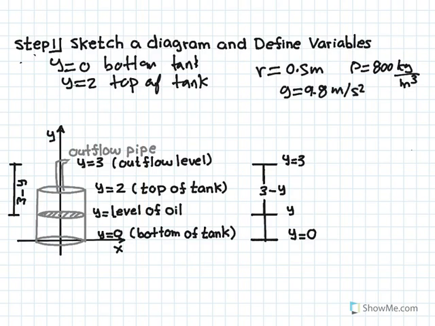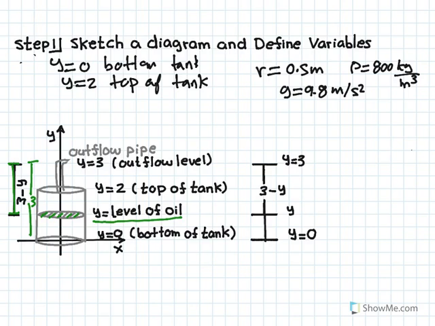So here we have a diagram. We have the tank at y equals 0. We have y equals 2, the top of the tank. And we have drawn a y, this is essentially the level of oil at height y. Now the important thing here is that the distance that every slice has to travel to be pumped out over the top is 3 minus y. Because y equals 3 is this whole distance from here to here. This is y equals 3. And so the distance from here to here is going to be 3 minus y, from the outflow pipe to the level of the oil in the tank.